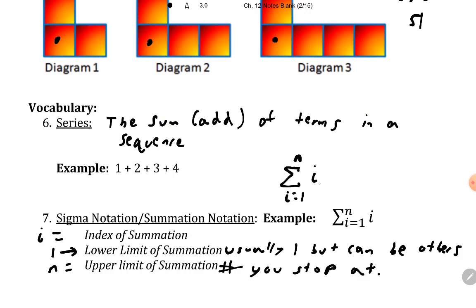So once again, i equals 1. That's basically where our starting point is when we're plugging. This is our starting point for our domain. n is our upper limit, which we stop at. So for example, if we wanted to use this series here, we would say this is starting at 1, like this is my domain here. If I plug in 1, I get 1. If I plug in 2, I get 2. 3, I get 3. 4, I get 4.